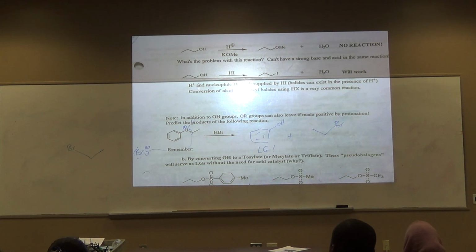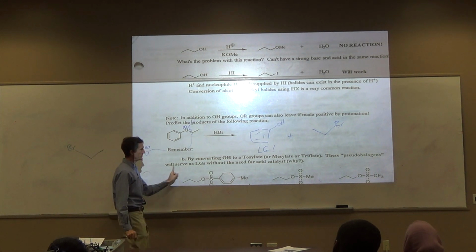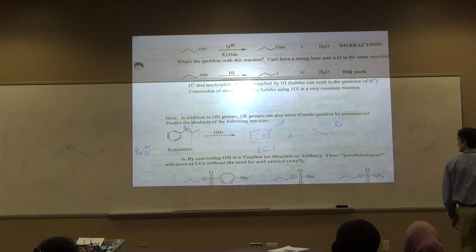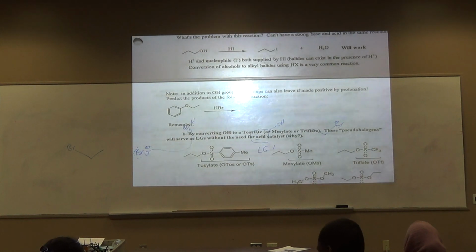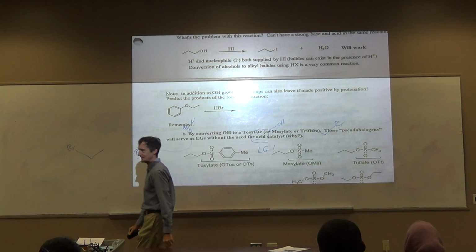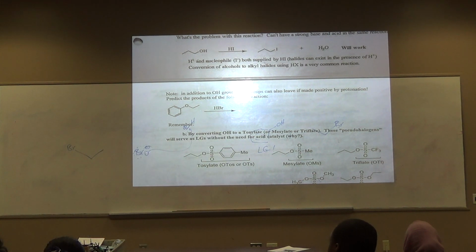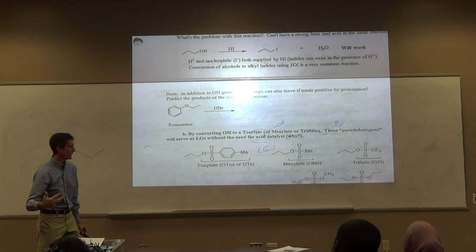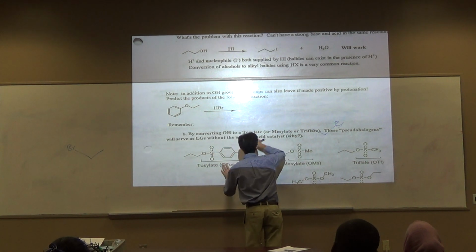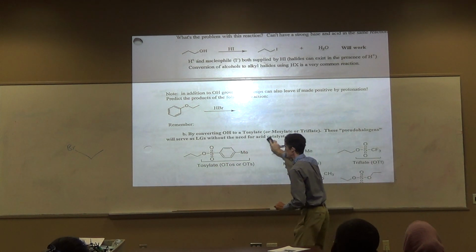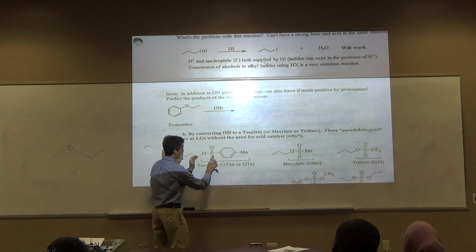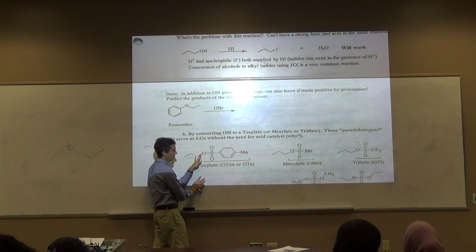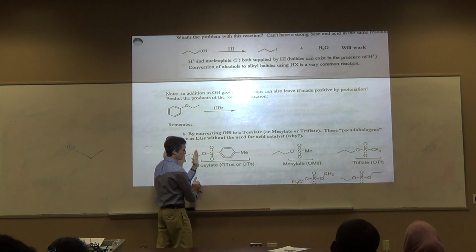B. Another way to convert OH to a good leaving group is to convert it to a tosylate. Pseudohalogens. I knew that term was coming. What is a pseudohalogen? Not exactly a halogen, but very much like it. Similar characteristics. We know halogens are a leaving group. These things become more halogen-like. A tosylate is this thing, the oxygen bonded to the rest of this. The whole thing is called that.